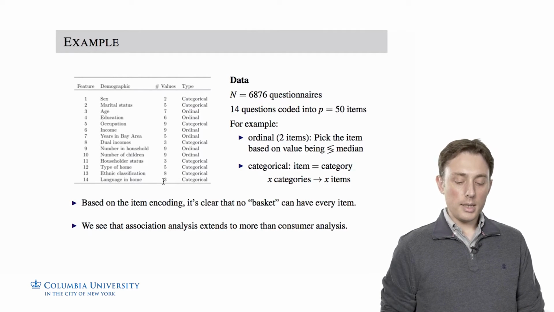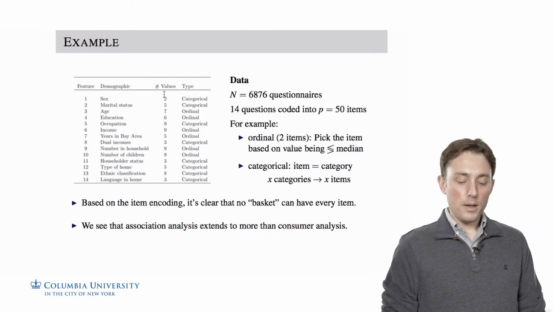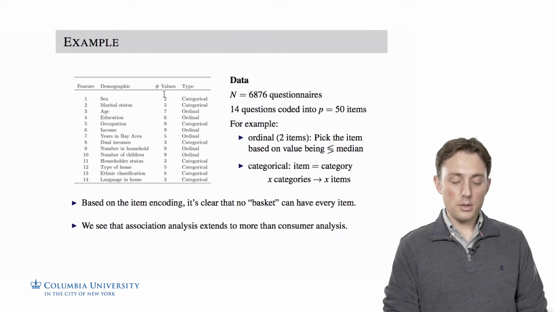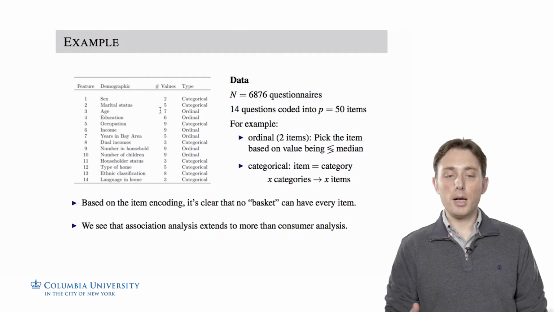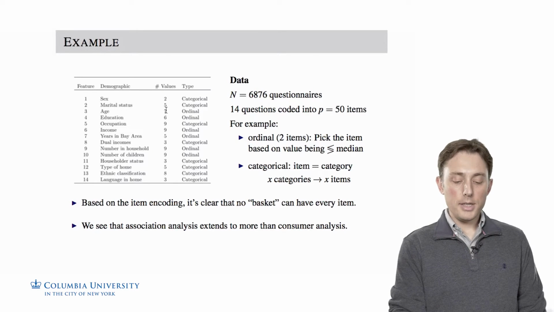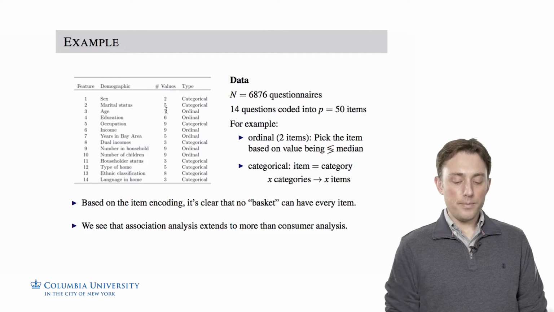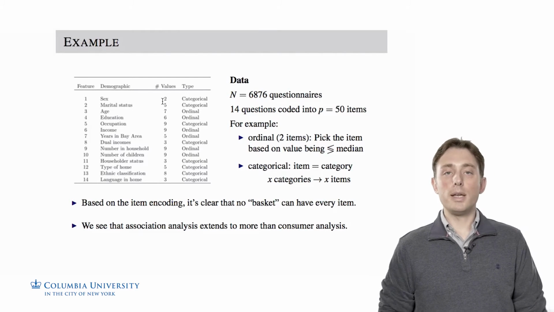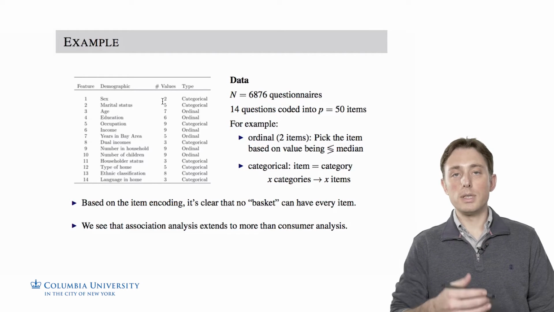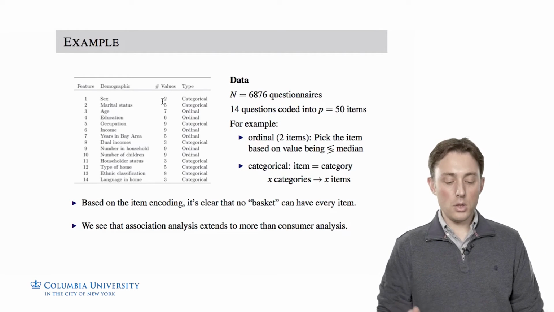And then those were given different values. So for example, sex had 2 possible answers. Marital status had 5 possible answers. Age had 7 possible answers, and so on. So for example, for marital status, those 5 possible answers were 5 categorical values. For example, single, married, divorced, and so on.